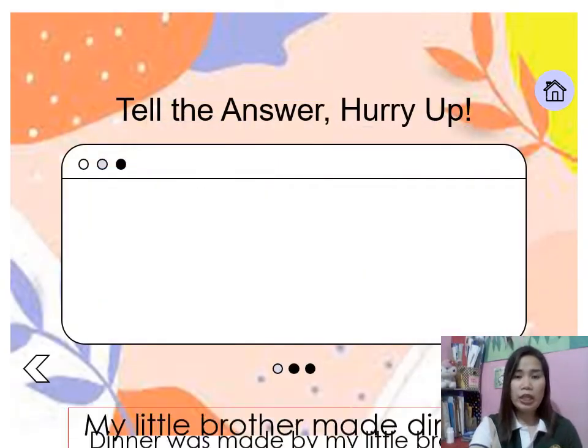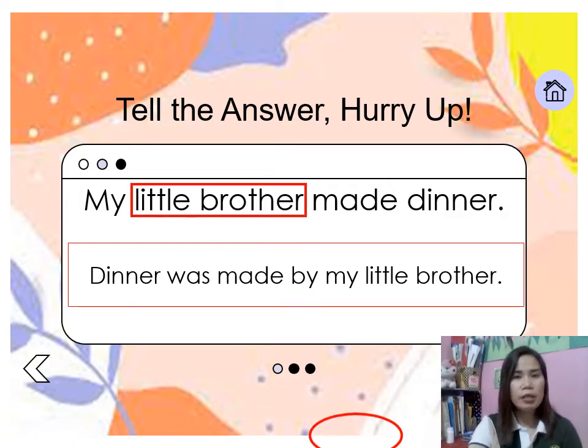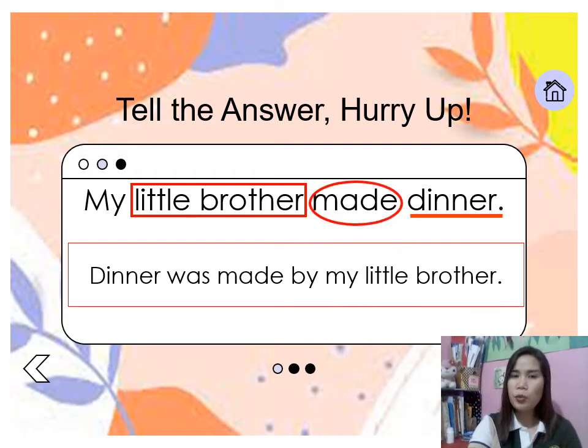Okay, so I have here two sentences and we're going to find out what the subject, the verb, and the receiver are. So first, my little brother made dinner. So what is our subject? Little brother. And our verb is made. And dinner is our object. So you will be asking yourself, who made dinner? So little brother, which is the subject. What did little brother make? Dinner. Okay, so it is an object or a receiver.